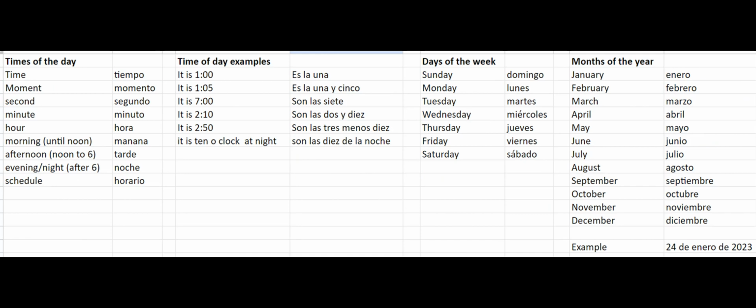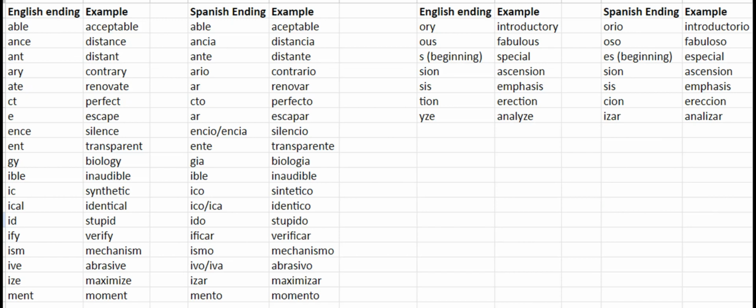This next sheet is everything related to dates and times and how to express dates and times. Like numbers, it's important to understand and be able to express accurate dates and times. This next sheet is a way to increase your vocabulary by mapping suffixes to transform English words into Spanish words.